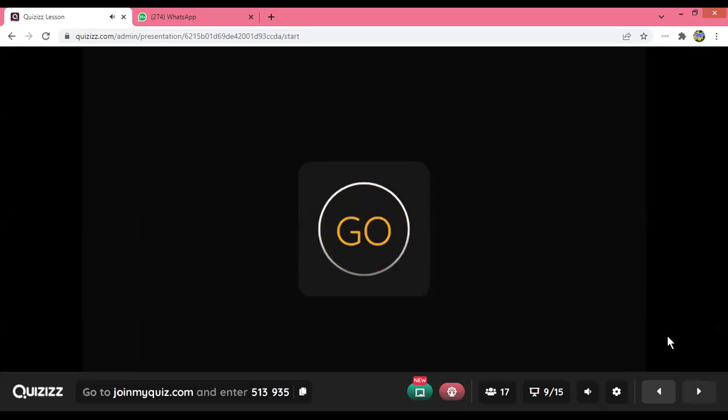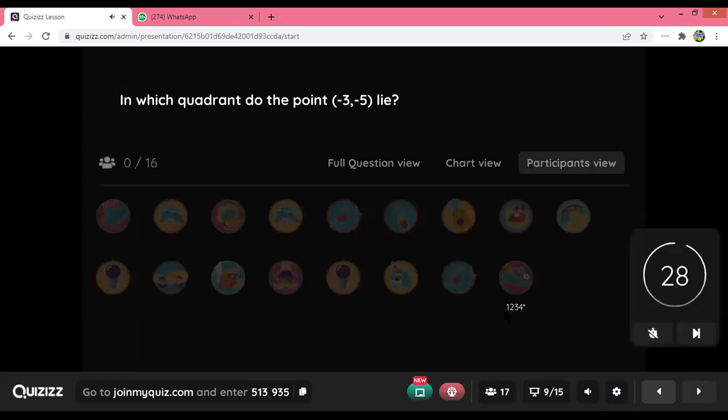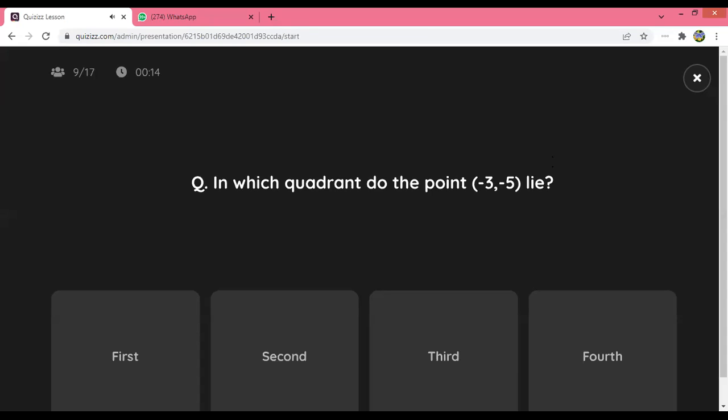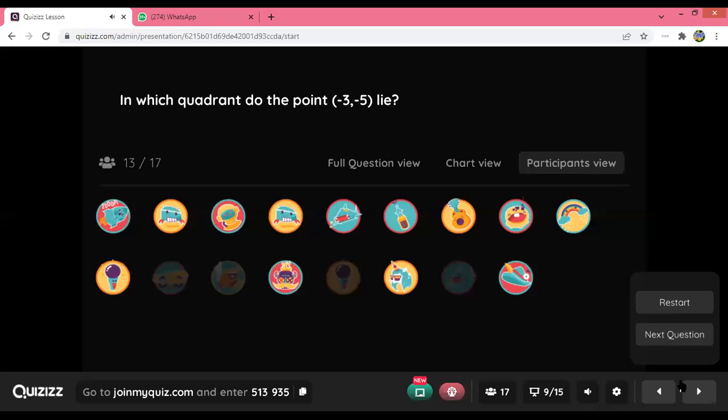In which quadrant does the point -3, -5 lie? Both these signs are negative. So what will be the correct choice? 10 seconds, students. If both are positive, first quadrant. One negative, one positive, second quadrant, right? If both are negative, that's the third quadrant. The correct answer to this was third quadrant.